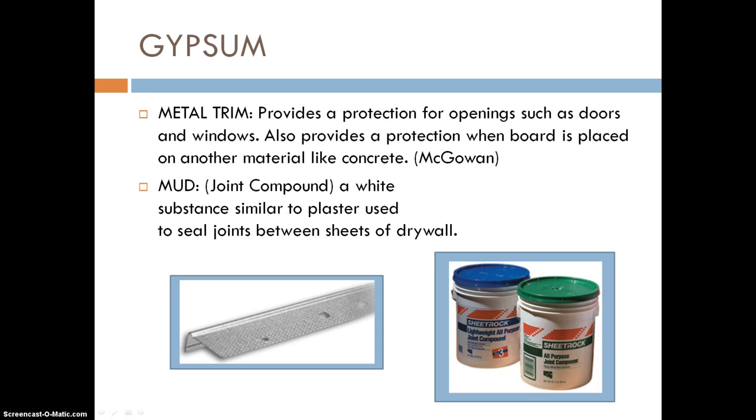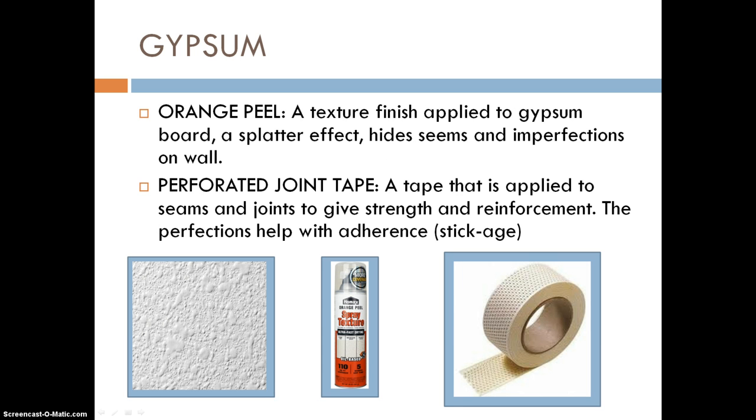Metal trim, it provides protection for openings such as doors and windows. It also provides protection when board is placed on another material like concrete. Mud, it's a joint compound. It's a white substance similar to plaster used to seal joints between sheets of drywall. Orange peel, it's a texture finish applied to gypsum board, a splatter effect that hides seams and imperfections in the wall. Below in the left-hand corner is an image of a wall that has an orange peel texture.